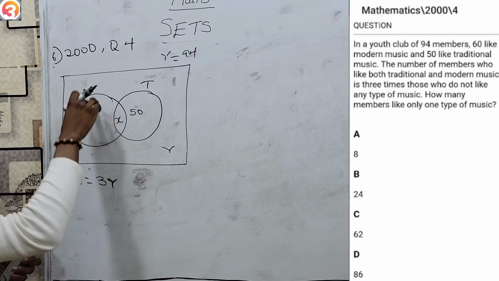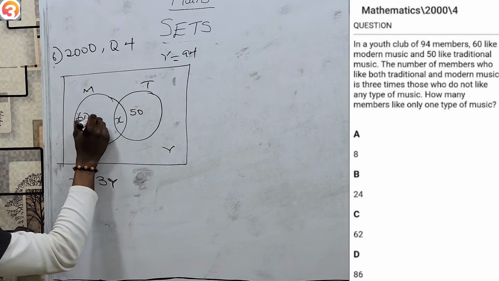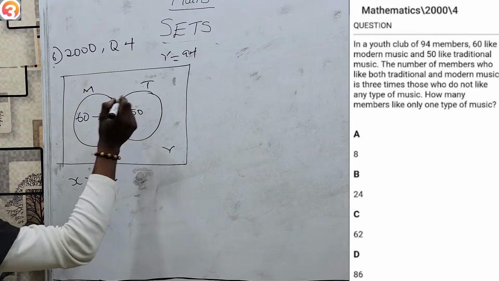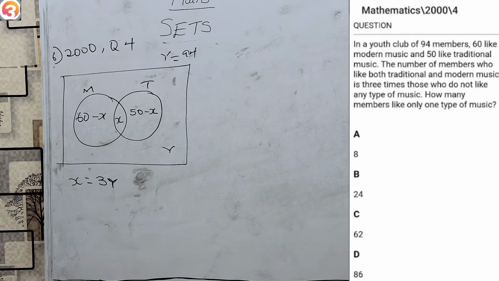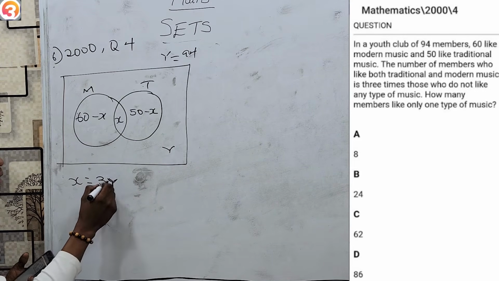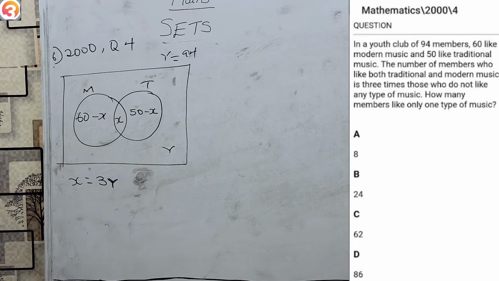But before I leave, you have to remember, if 60 people like modern and X likes both, this X was included in the 60. Here will be 60 minus X. Same thing happens here, making here 50 minus X. And keep in mind that X is 3Y.